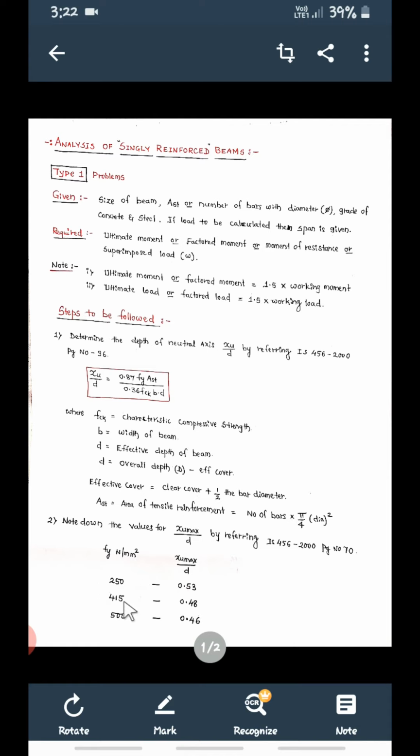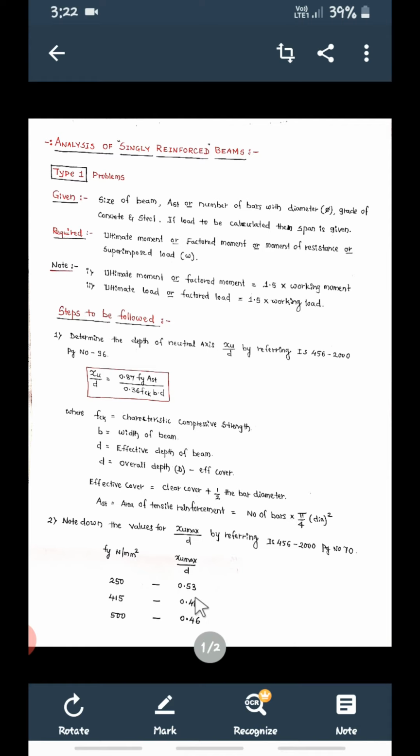So 3 grades of steel. This Xu max upon D value will depend upon the grade of steel: 250 grade steel, 415 grade steel, 500 grade steel. For 250 grade steel, what will be Xu max upon D? It is 0.53. If it is 415 grade steel, Xu max upon D is equal to 0.48. If Fe 500 grade steel is there, then Xu max upon D will be 0.46.